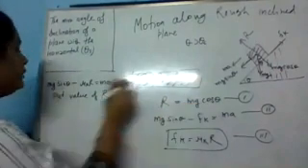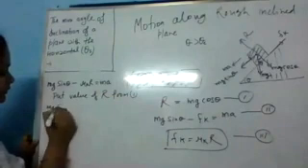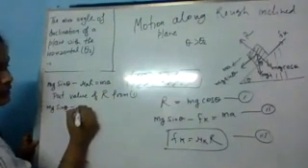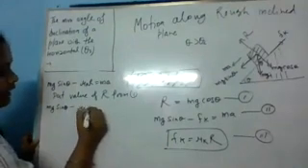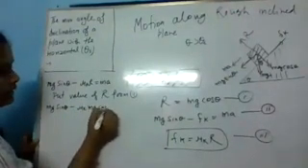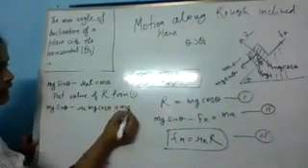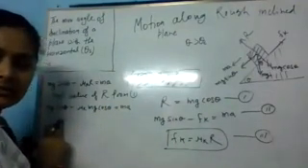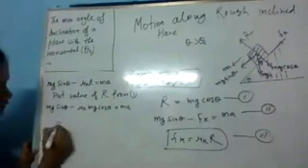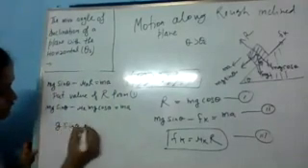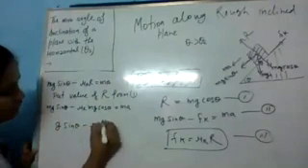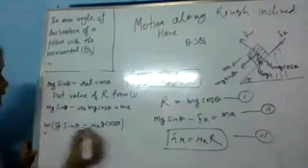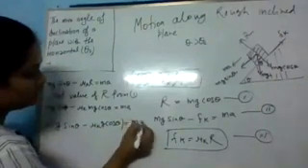So what is the value of r? mg cos theta. Sin theta minus mu k mg cos theta equals ma. We can take m as common and cancel it out.